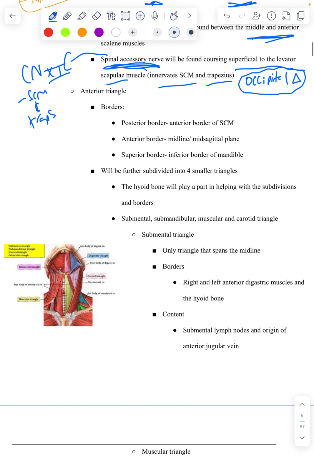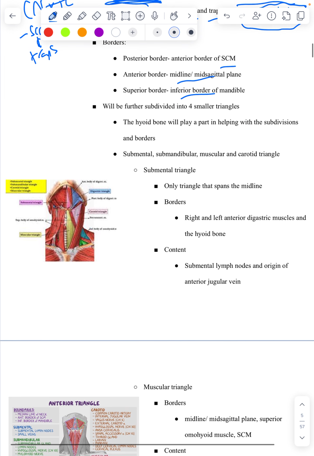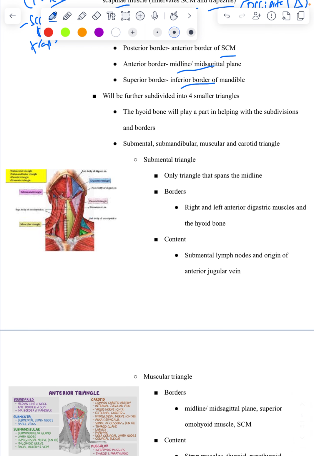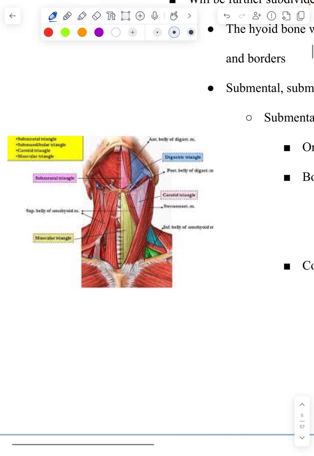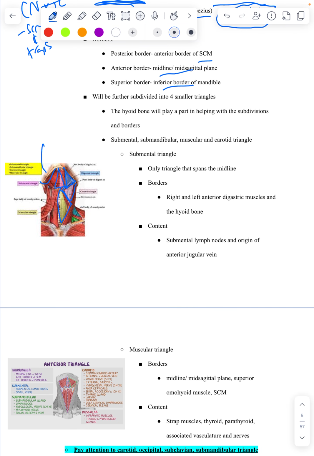And then anterior triangles, the big triangle, you have your SCM, your midline, inferior border. Then you can make it into 4 smaller triangles, and this shows the stuff. For submental, it runs across, so that whole thing is submental. And then you have submandibular, carotid, muscular. So you have 4 triangles, and then you'd have the same thing on the other side. But submental is just 1. Here it says it spans the midline, so it goes through the midline. That's why you only have 1 triangle, so no right and left.